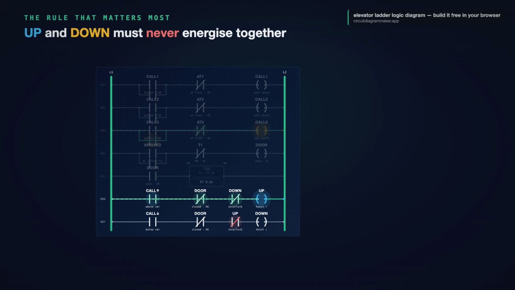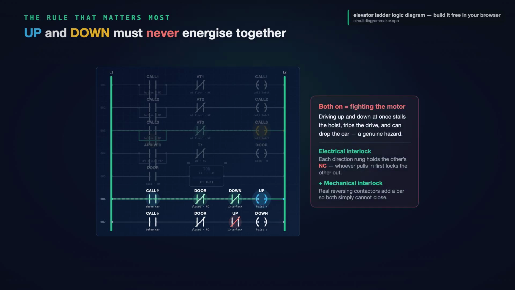If up and down were ever energized together, you would be commanding the hoist to drive in both directions at once, stalling the motor, tripping the drive, and in a real machine risking a dropped car. It is a genuine hazard. So we interlock them electrically. Each direction rung carries a normally closed auxiliary of the other, exactly like a reversing motor starter. And on real reversing contactors, that electrical interlock is backed up by a mechanical one, a physical bar, so both contactors simply cannot close at the same time. Belt and braces, because the cost of getting it wrong is a broken machine or worse.